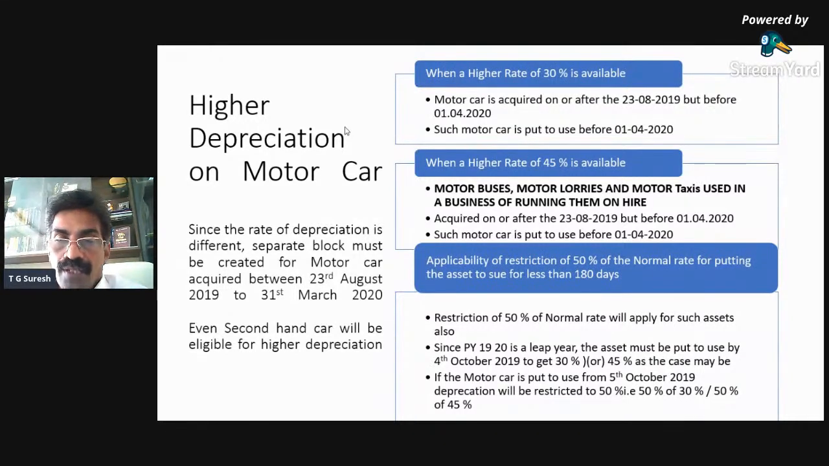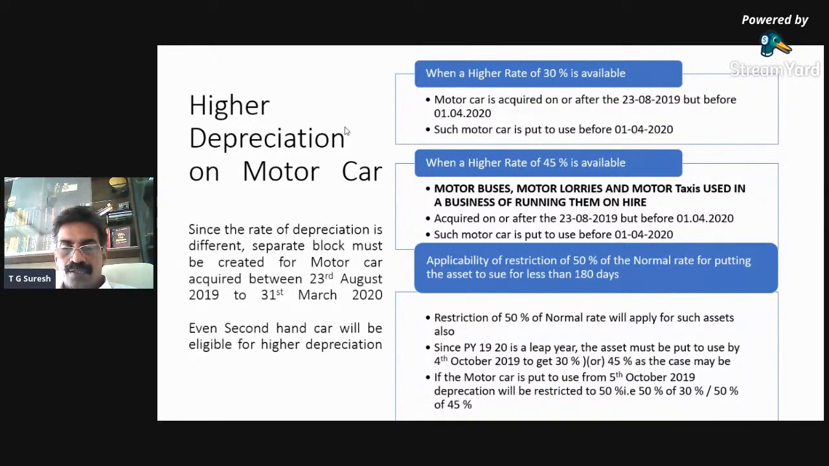So the rate of depreciation is 30 or 45, which means I move to a separate block. The next question is whether the restriction of 50%, which all of you will be aware of, applies: if the asset is put to use for less than 180 days, you are entitled to get only half of the normal rate. This provision came only on 23rd of August for acquisitions. There was a lot of delay in the announcement of this, so one expectation was that they would not put this 180 days condition on these assets, but unfortunately, the 180 days condition is also there for these assets.